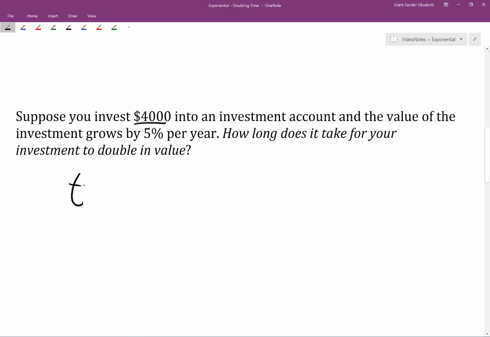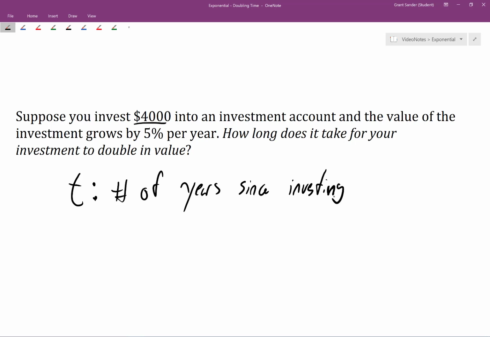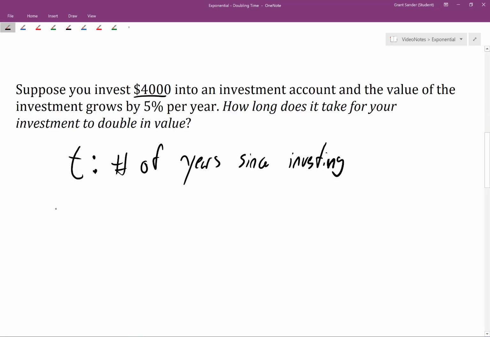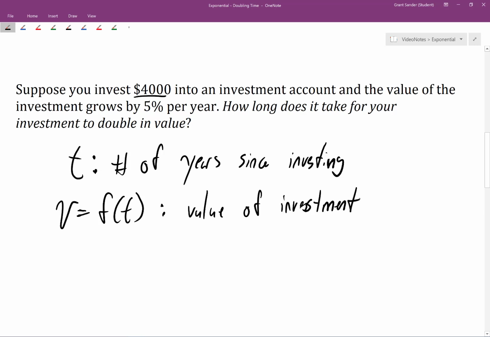So let's let t be a variable that represents the number of years since you invested. And then we'll let the variable v represent the value of the investment after t years. So we'll actually define this as a function. Let v be equal to f of t, where this function gives us the value of the investment in dollars t years after you invested.